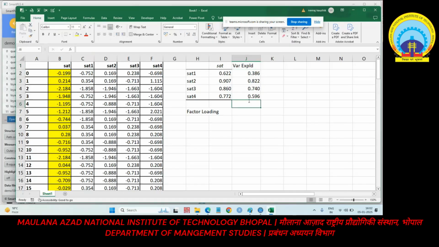And if I take its average, this value will be called AVE, average variance explained. Tell me, are you with me? Do you understand what R is? What is R square? This is R square, variance explained. So if I just take the average, it will be called the AVE, average variance explained.